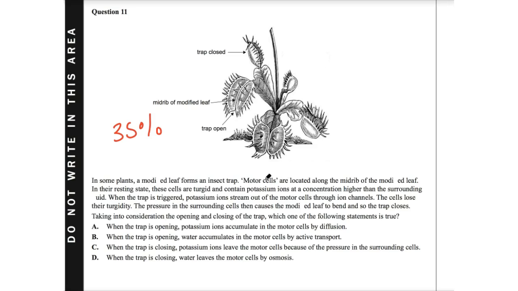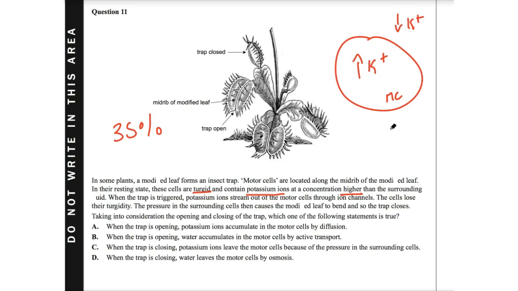So let's do this. In some plants, a modified leaf forms an insect trap, as they're showing here. Motor cells are located along the midrib of the modified leaf. In their resting state, these cells are turgid and contain potassium ions at a concentration higher than the surrounding fluid. So if I set this up, I've got my motor cell, if you will. I'll just call this MC in here. The motor cell is saying that the K+ is actually higher within the cell than it is outside the cell. That's the first thing that I've noted.